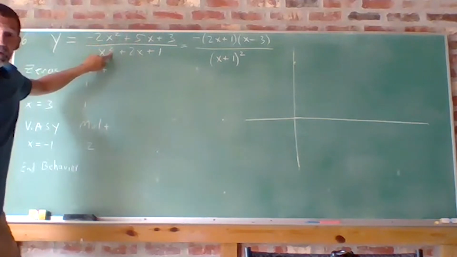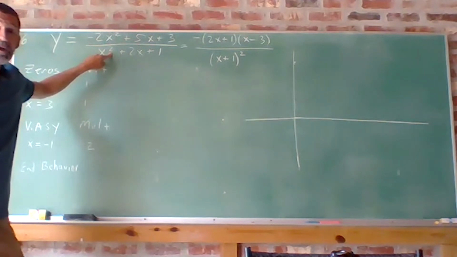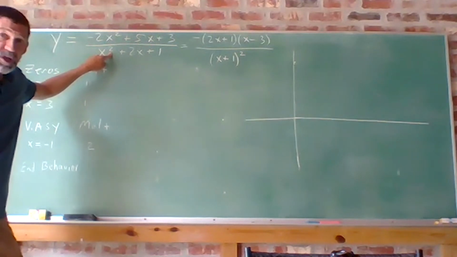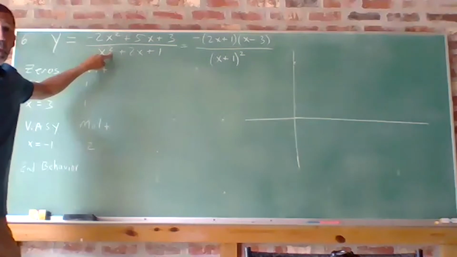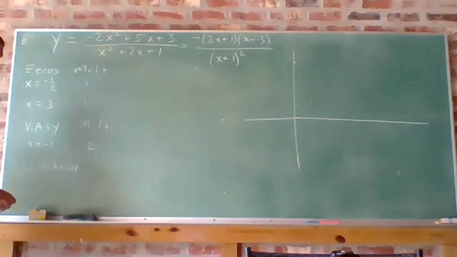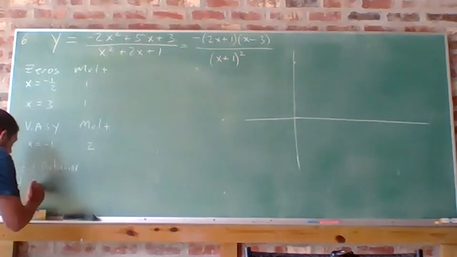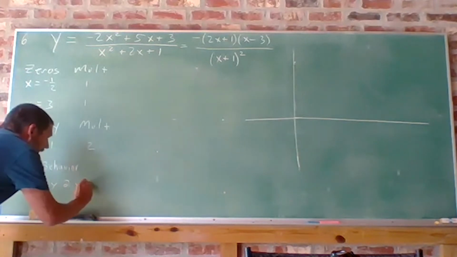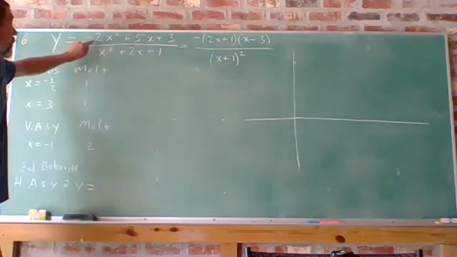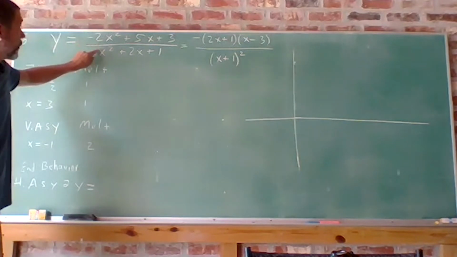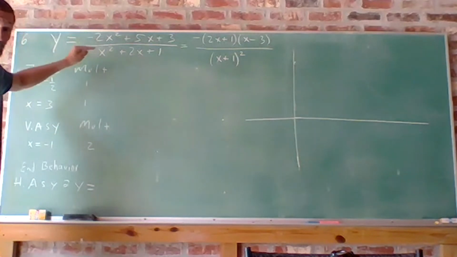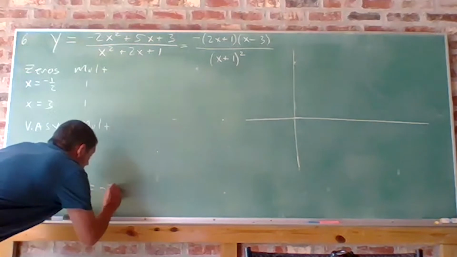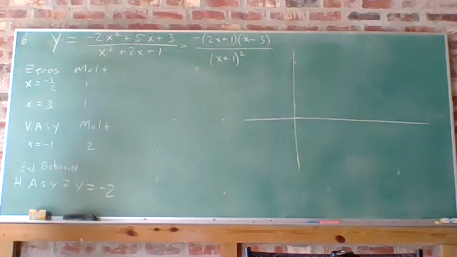The degree downstairs is 2. If the degree upstairs and the degree downstairs are the same, you have a horizontal asymptote at y equals the quotient of the leading coefficients. So what's the leading coefficient upstairs? Negative 2. The leading coefficient downstairs, understood, is 1. Negative 2 over 1. So I have a horizontal asymptote at y equals negative 2.